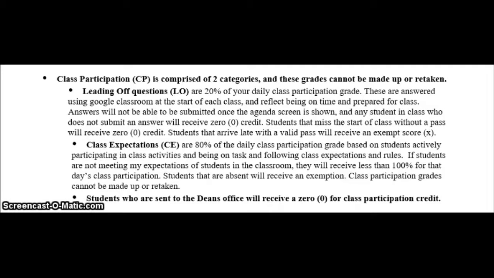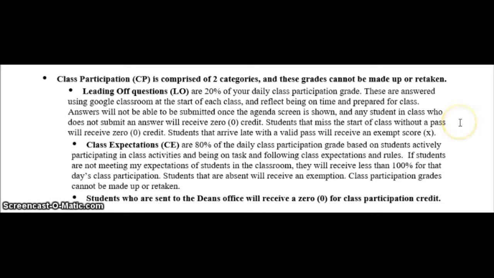Students that miss the start of class without a pass will receive 0 credit. Students that arrive late with a valid pass will receive an exempt score. Now, leading off questions will sometimes be questions that allow me to understand prior knowledge. Sometimes they're questions related to the prior class.